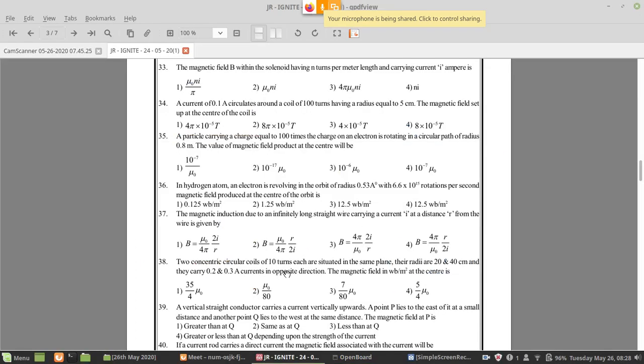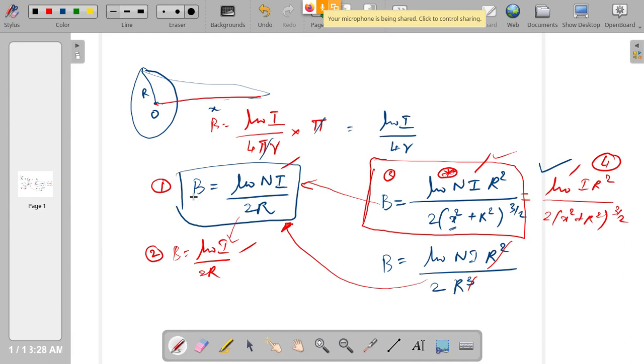Now you see what is the question here. A current of 0.1 ampere circulates around a coil of 100 turns having a radius equal to 5 centimeter. Now the magnetic field set up at the center of this coil is how much? That is the question now. So now Anjaney, you tell me which one of the 4 formulas you will use.